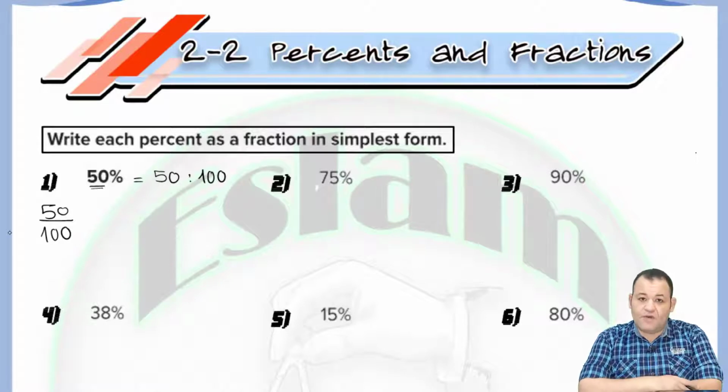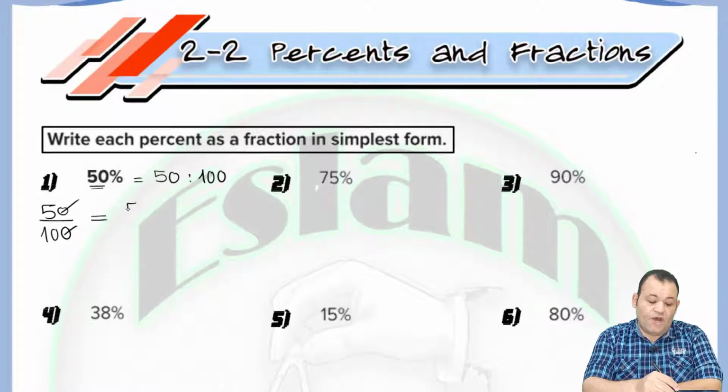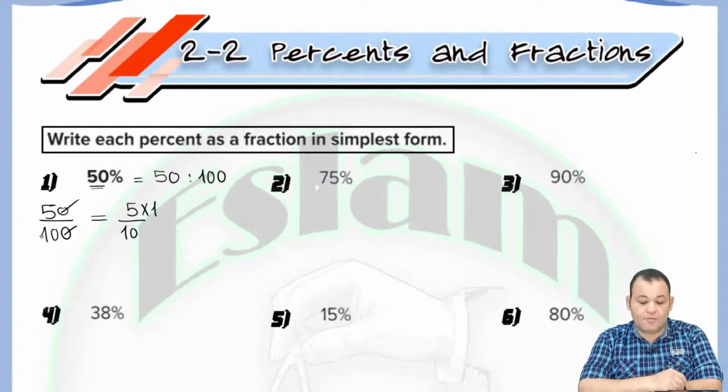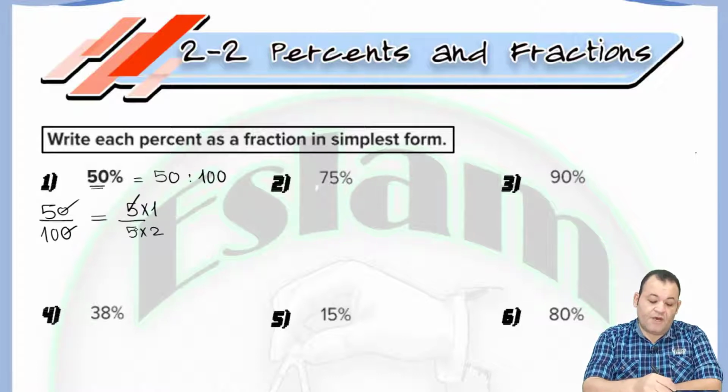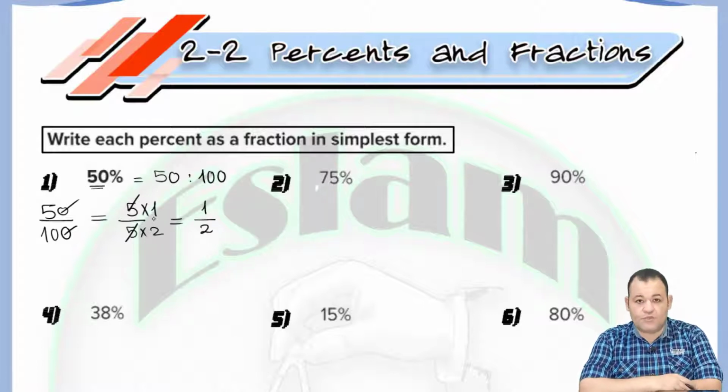Now we need to simplify. We can cancel out 0 and 0. So now we have 5 over 10. We know that 5 is equal to 5 multiplied by 1 because it's a prime number, and 10 is equal to 5 multiplied by 2. We can cancel out 5 and 5. Now we have 1 over 2. So 50% as a fraction in the simplest form equals 1 over 2.